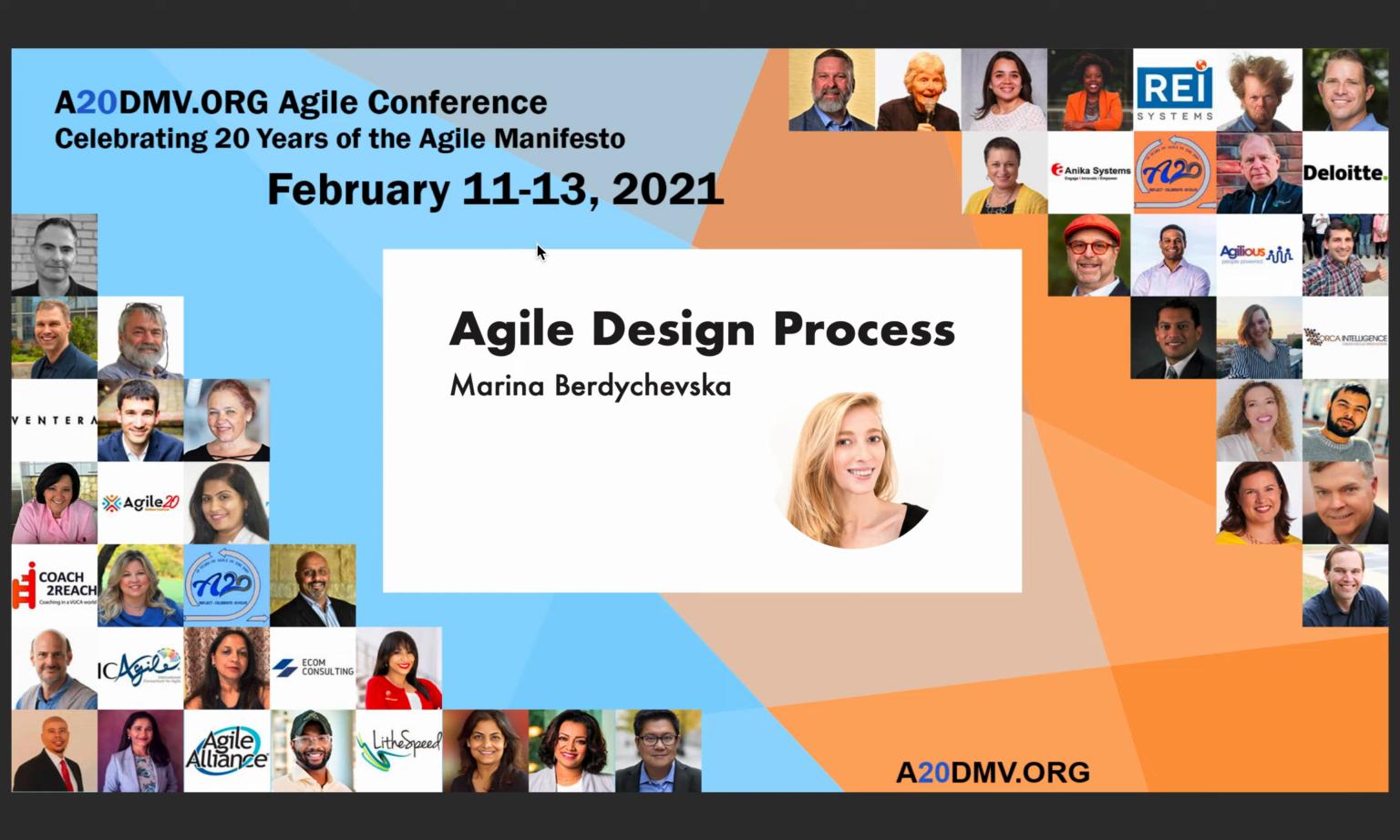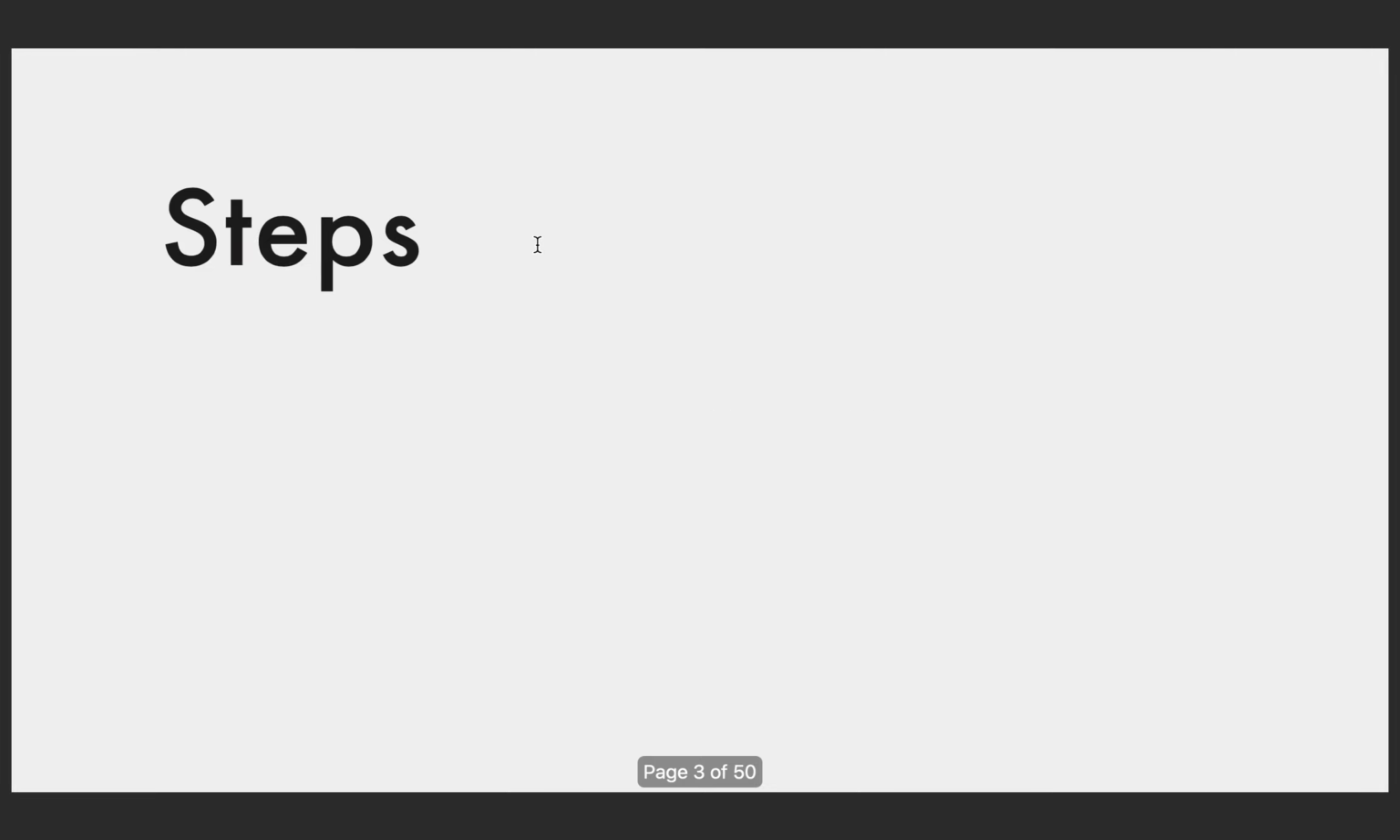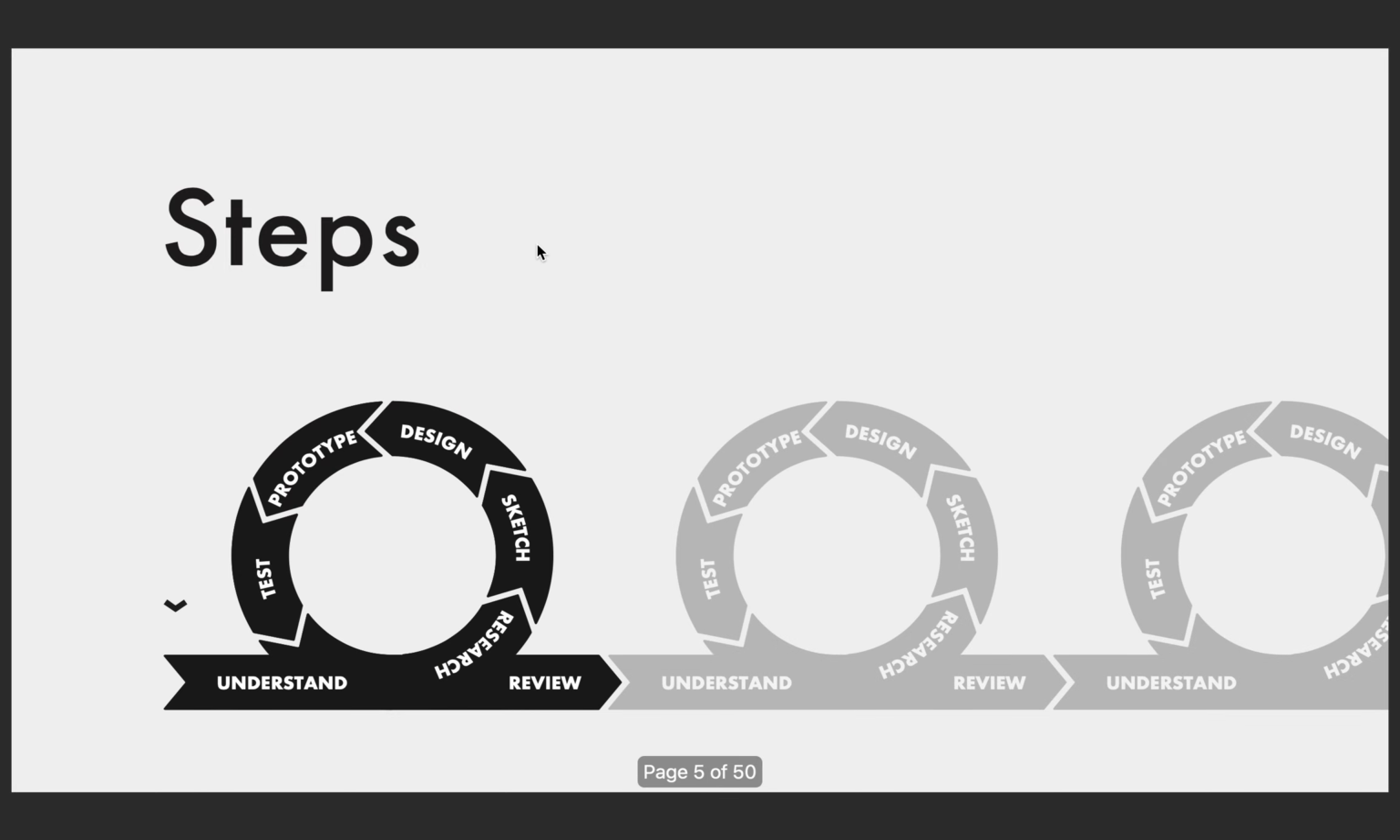Let's begin. Everyone here is already familiar with Agile methodology. Today I will guide you through the Agile design process and we'll talk a bit about each step. There are 7 steps of the Agile design process. They are understand, research, sketch, design, prototype, test, and review.